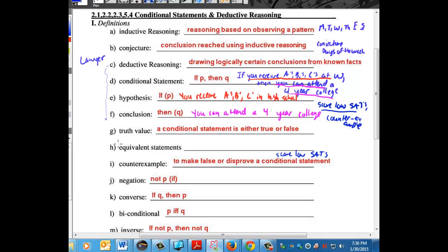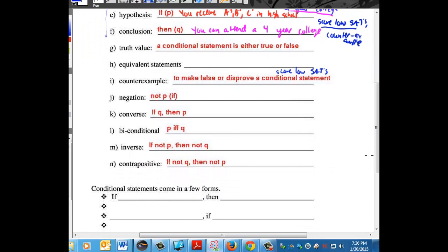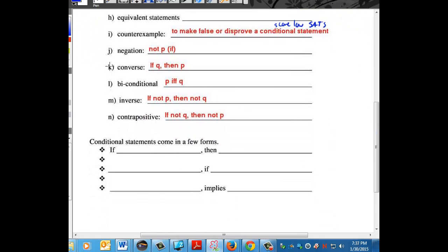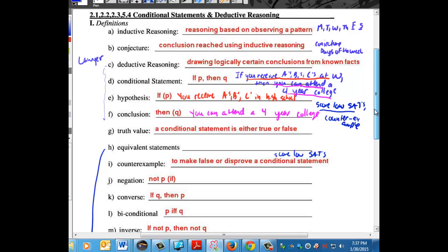For equivalent statements, draw an arrow down to the bottom. We're going to use the equivalent statements down where we have these snowflakes, so we'll do that last. But moving back up to our problem, for our truth value, we found that our first conditional statement was false.